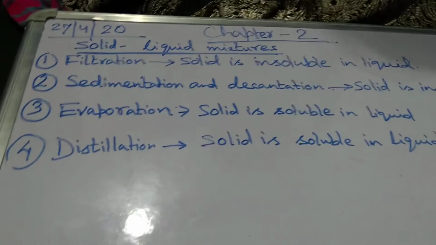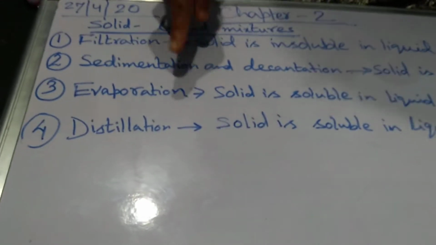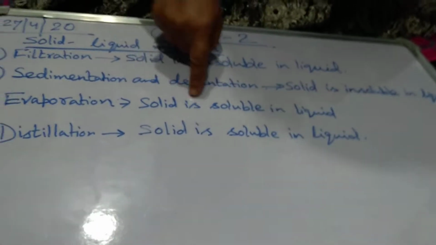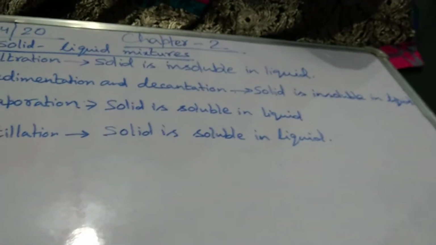Then your third is your evaporation. What is evaporation? In evaporation, solid is soluble in liquid. You can do it today at home, okay? Take some amount of sugar, make sugar solution. Take that sugar solution in a bowl and heat it. Keep on heating, and then boiling will start.